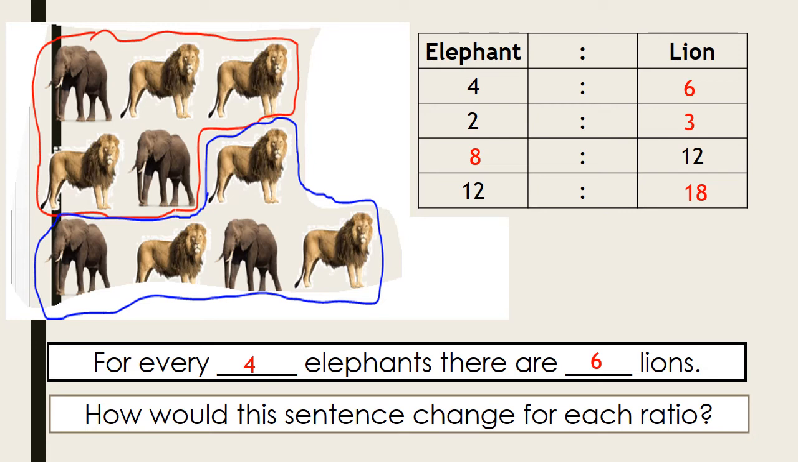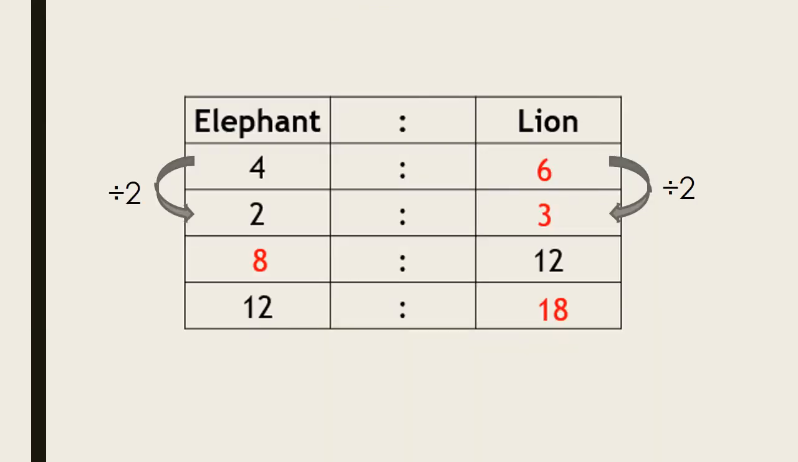If you think about when we're doing fractions, whatever we multiply the top by, we have to multiply the bottom by. Well, it's the same with ratio. If you have a look here, the same grid that we've just looked at, you can see that where we went from 4 elephants to 2 elephants, we divided by 2. So we had to make sure we did the same with our lions. We went from 6 lions, so we divided by 2 to get 3 lions.